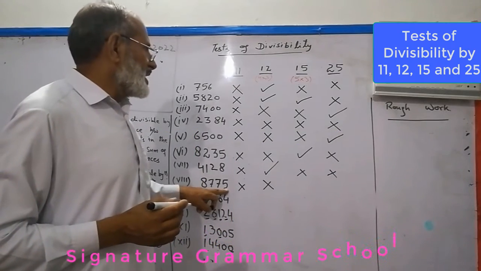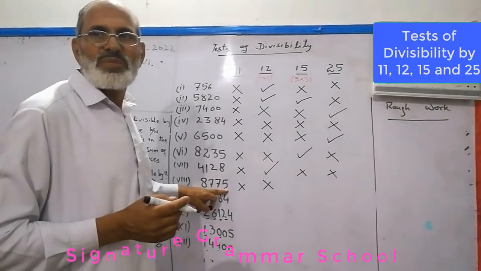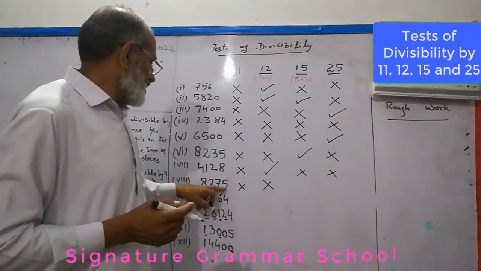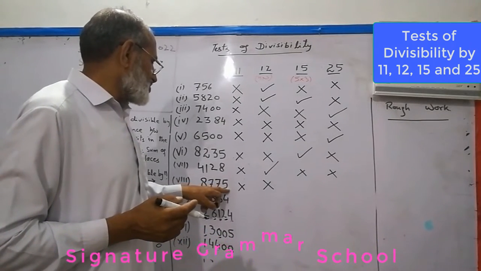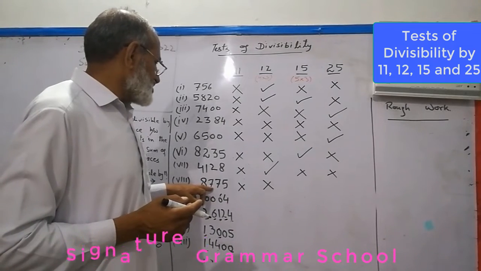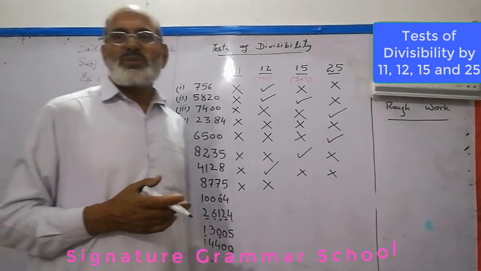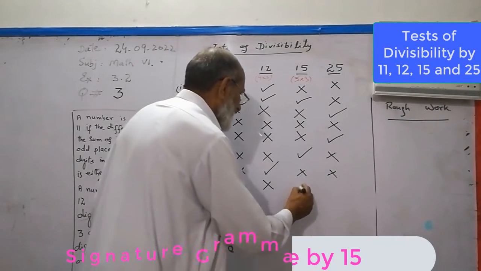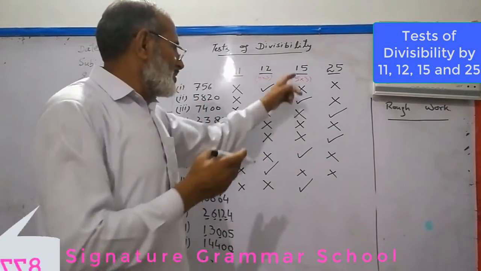For 15, it should be divisible by 5. Yes, it's divisible by 5 because here is 5 at the unit place. And let's see whether this value is divisible by 3 or not. If we take the sum total of 7 and 5, it becomes 12. And 12 and 7 becomes 19. 19 plus 8, 27. 27 comes in the table of 3. Hence, both of the conditions are met, and I put here a check, which means that this value is divisible by 15.